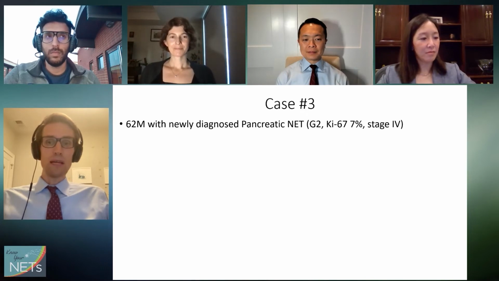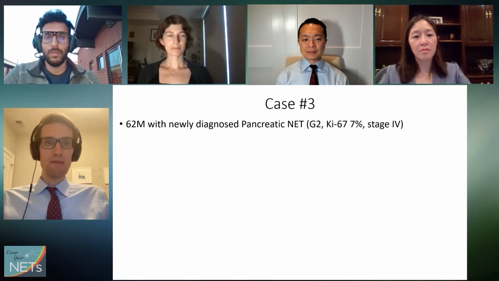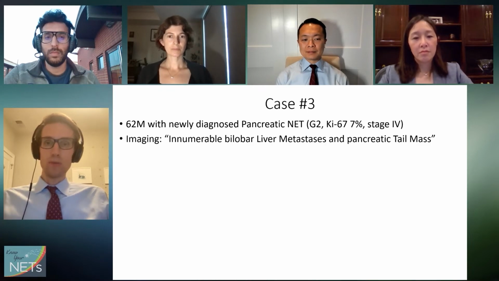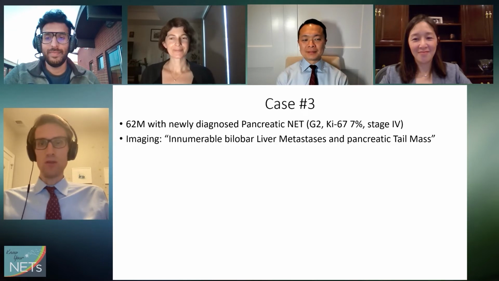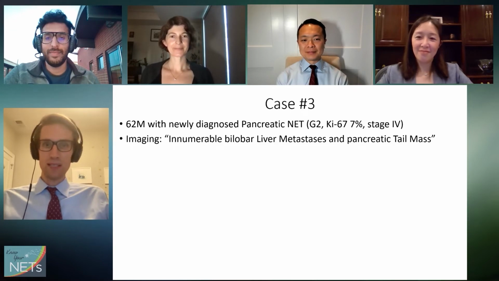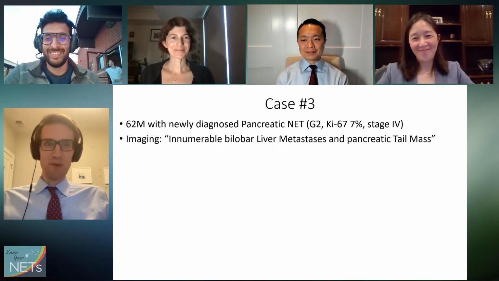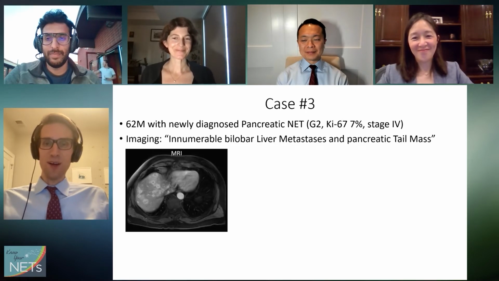It's a 62-year-old male with a newly diagnosed pancreatic neuroendocrine tumor. The Ki-67 is 7%. It's a grade 2 tumor. And one of the things that I like to hear the least when I read a radiology report is innumerable bilobar liver metastasis and a pancreatic tail mass. Not because I'm worried about the patients with innumerable bilobar liver metastasis, but because I often wonder if the radiologist stops counting after 20. So I like to see the scan before I really consider this as innumerable.